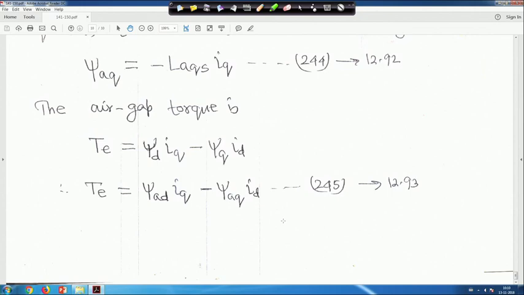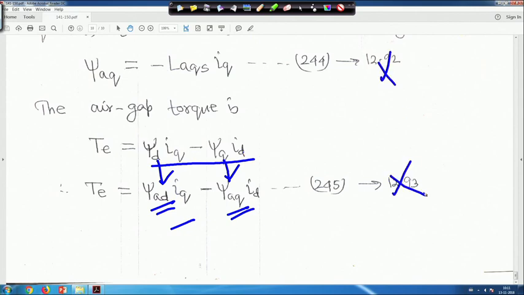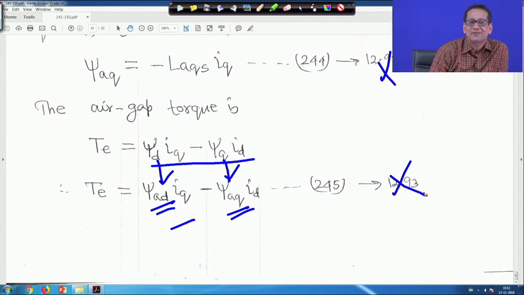psi AQ ID. This is a small exercise for you, that we are writing T is equal to psi D IQ minus psi Q ID. This we have seen before, is equal to psi AD IQ and psi AQ ID. Why we are writing like this? This is a small exercise for you. Put the answer in the forum. If you can't do it, we will explain there. So, one or two I am leaving up to you.